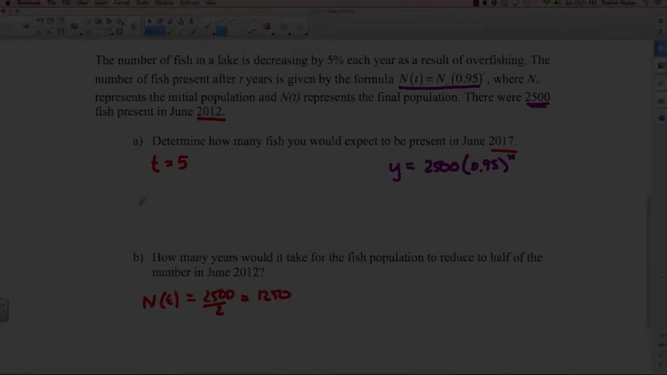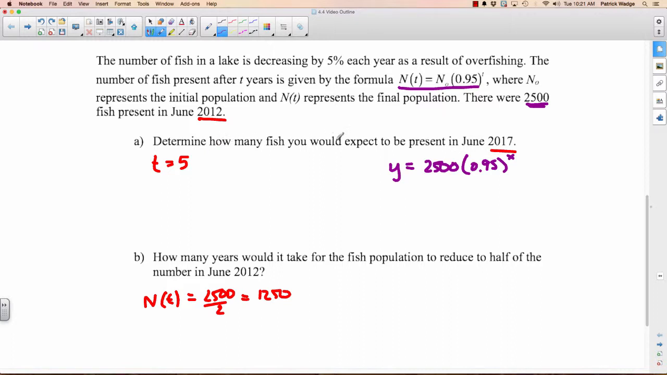So remember, the first question is determine how many fish you would expect to be present in June 2017. We said you could either take that 5 and put it into this spot right here and just solve it that way.